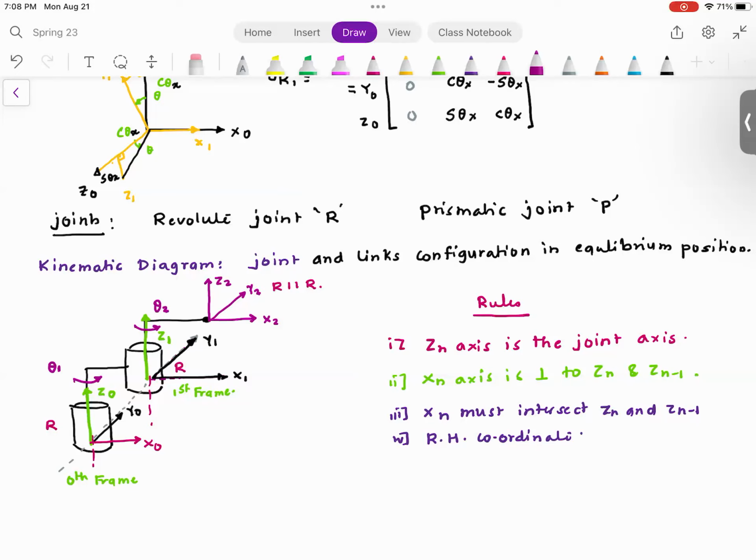Everyone understood this? Yeah. So X0 and X1 are parallel. Yes. Then sir, how is it possible that X1 could intersect Z0?